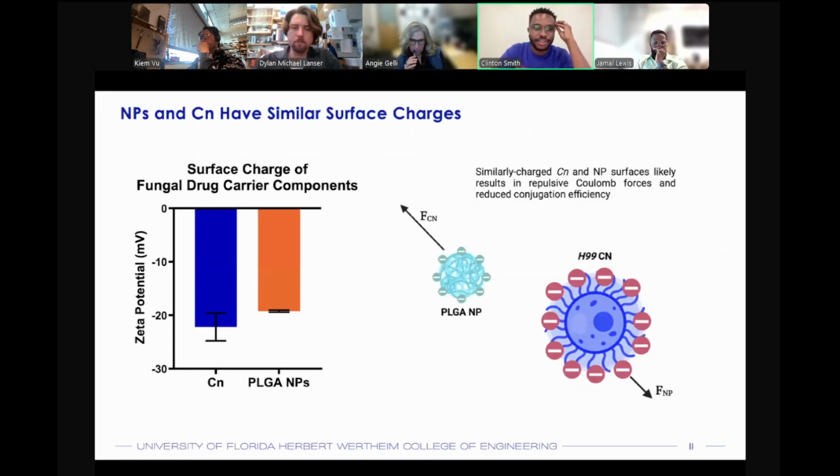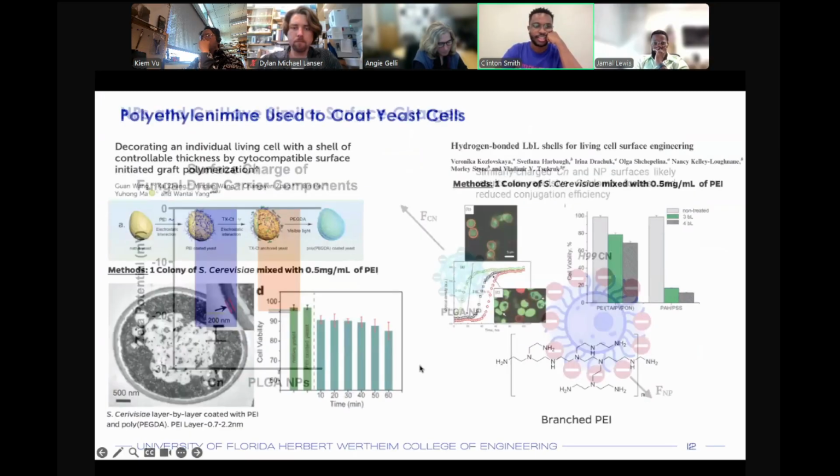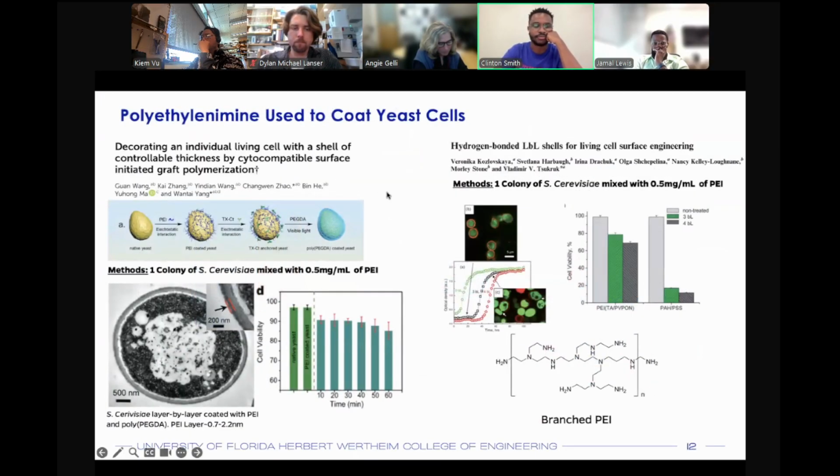But things get really tricky when we look at the surface charge of these components. We know that CN tends to be negatively charged, and our ordinary PLGA nanoparticles are also quite negatively charged. Through basic physics principles, we know that like charges are likely to repel each other. So I decided we could introduce a method of coating the surface with a cationic polymer or material to leverage electrostatic interactions between the nanoparticle and the cell.